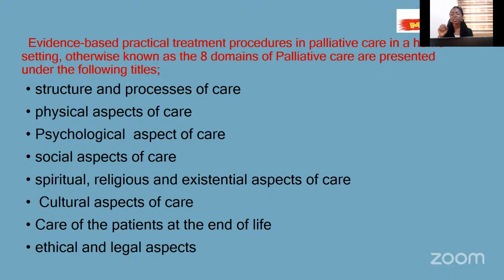So their treatment procedures are different from the conventional ones. Like you just take a patient to the hospital, some just give them physical care and chemotherapy, and that will be enough. But in palliative care, there are 8 domains of care that must be given, 8 treatment procedures that must be given, and they fall under structure and the process of care.